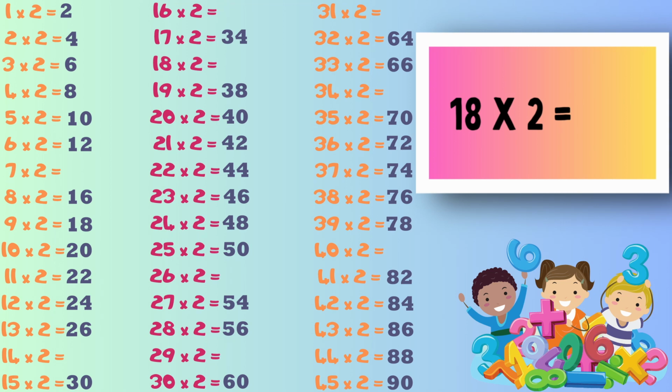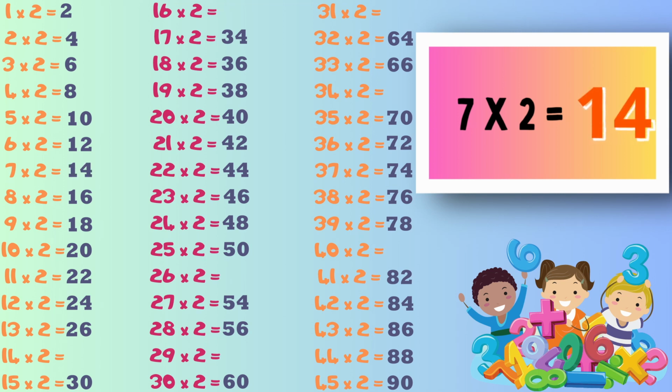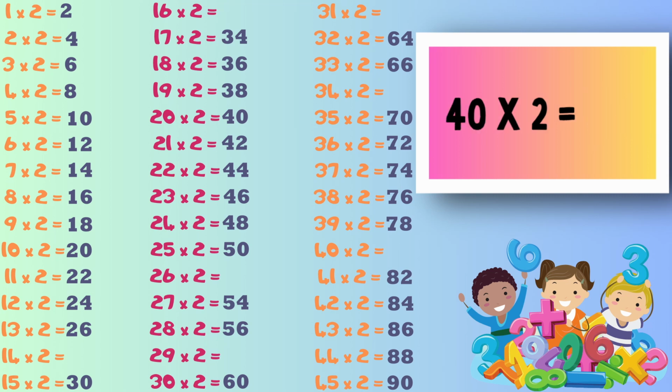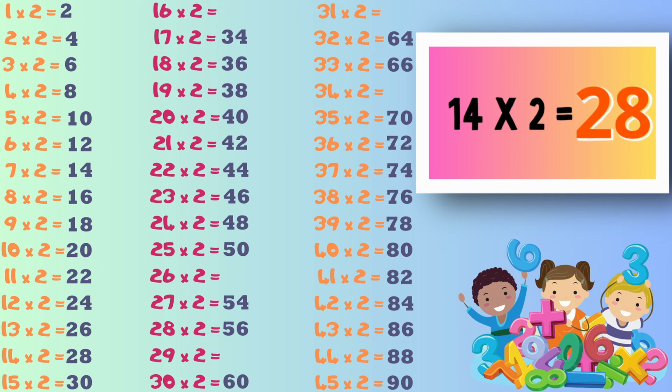Now we have 18 times 2, and this makes 36. Or a smaller one now, 7 times 2 equals 14. Next up is 40 times 2. Yeah, that's right, 80. Next up, it's 14 times 2. And this makes 28.